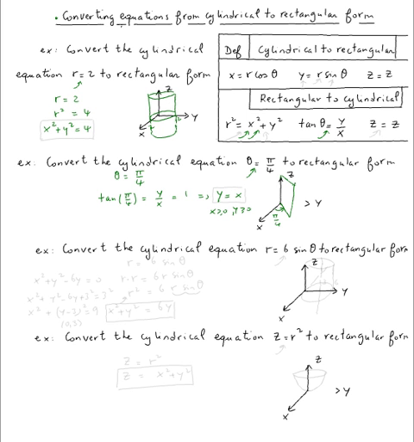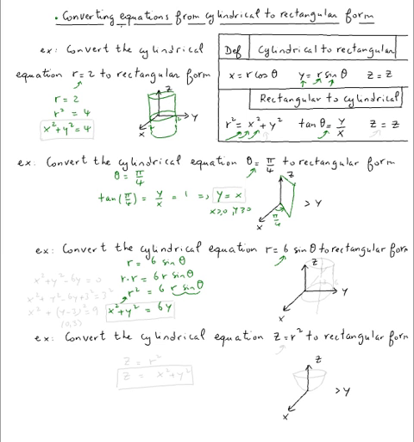Alright, next example, convert the cylindrical equation r equal 6 sine theta to rectangular form. Again, when I look at the formulas I only have one that has sine, which is r sine theta. So I need the r on the right side. If I multiply the right side by r, I have to multiply the left side also by r. R times r is r squared. Now I know my r squared is x squared plus y squared. I'm using this formula. And I know that r sine theta is equal to y. So that's the equation.